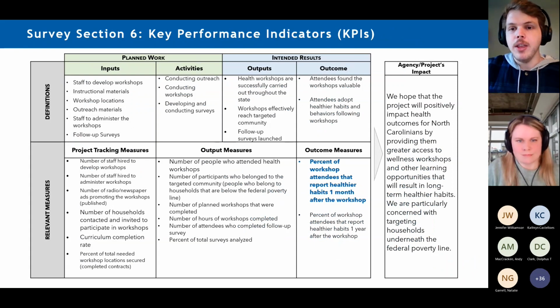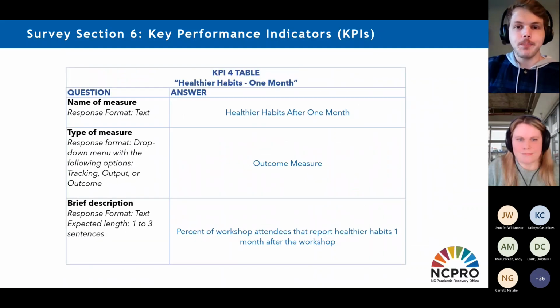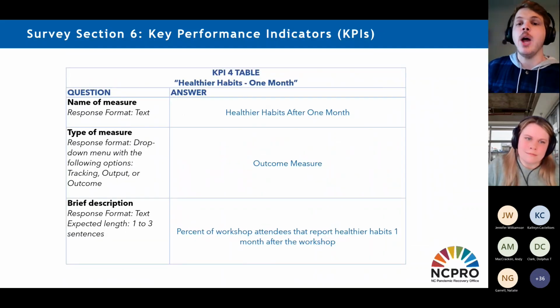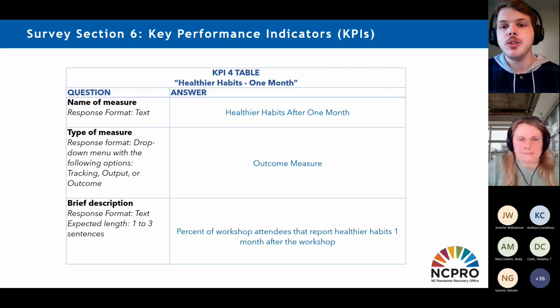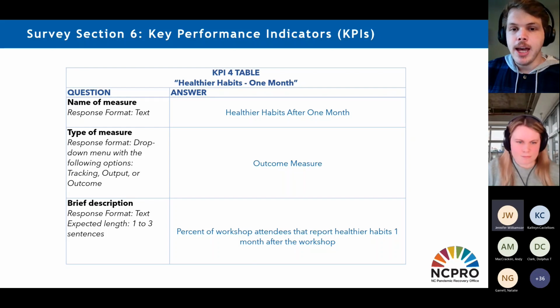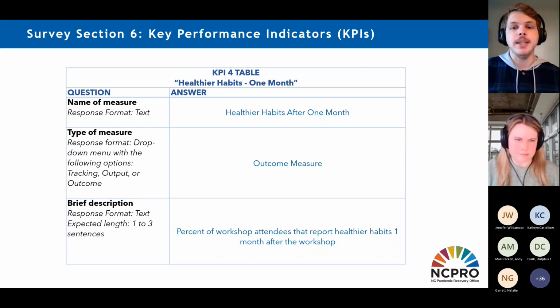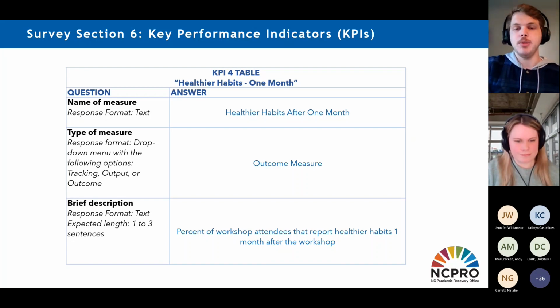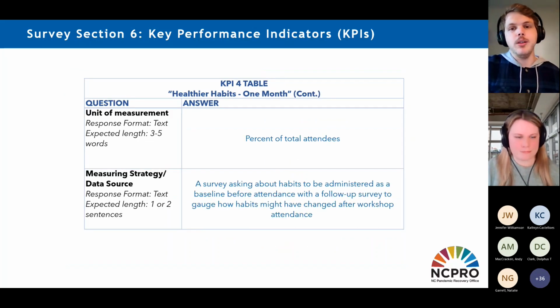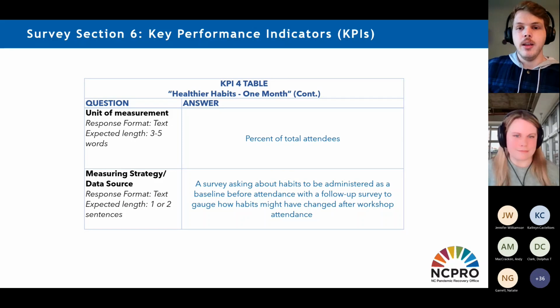And then finally, we're looking at our last KPI, which is an outcome measure. So it's that bolded one, and I will run through what those questions are. So we're looking at, like I said, an outcome measure. The name of this measure is Healthier Habits After 1 Month. So what is this KPI? We're looking at the percent of workshop attendees that reported healthier habits 1 month after the workshop. So the workshop is done. What is the result of that?